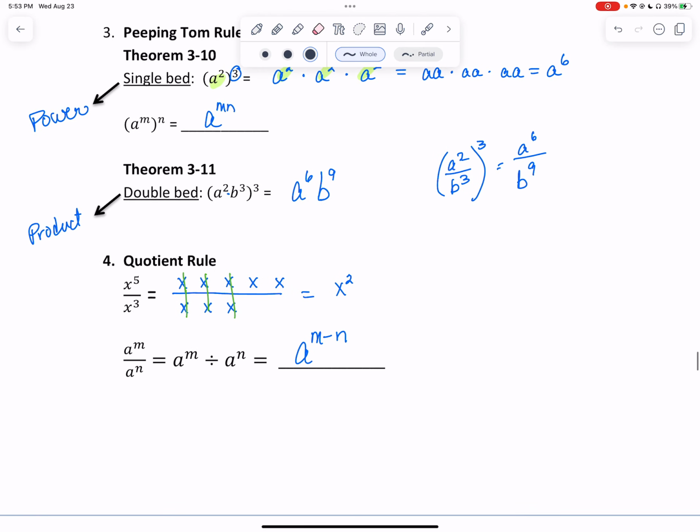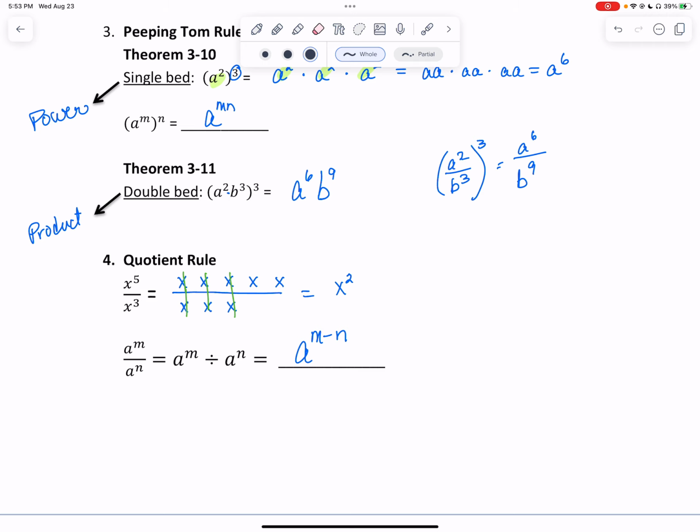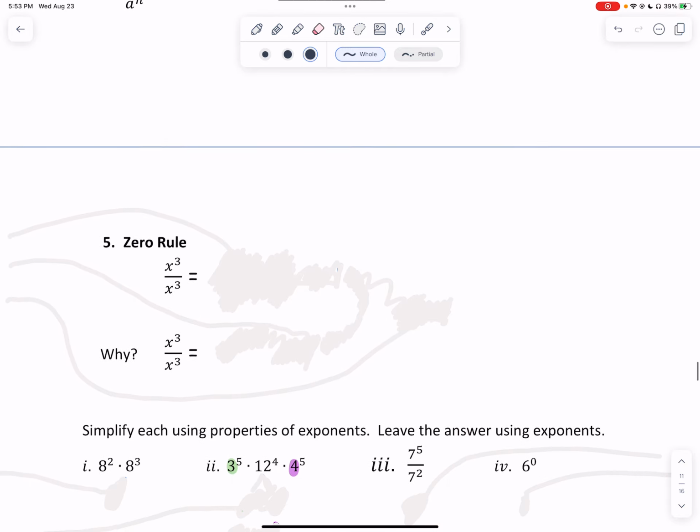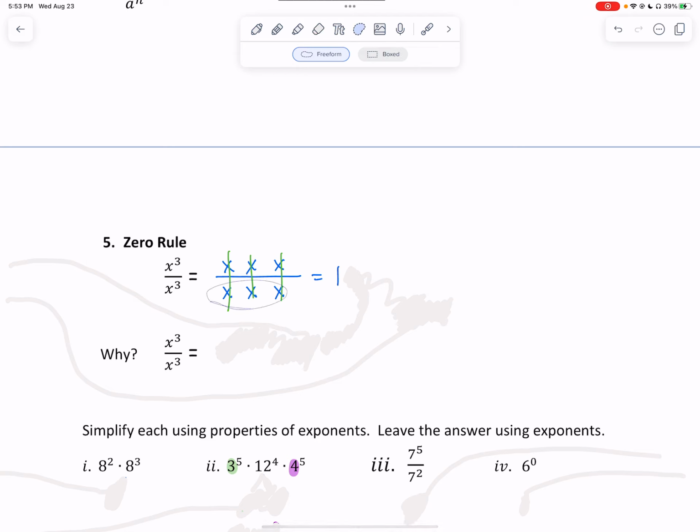So anytime you're dividing, you just wind up subtracting those exponents. All right. Now here is the zero rule. Okay, so I'm going to develop the zero rule. X to the third over x to the third. So you've got 3 x's on top and 3 x's on the bottom.